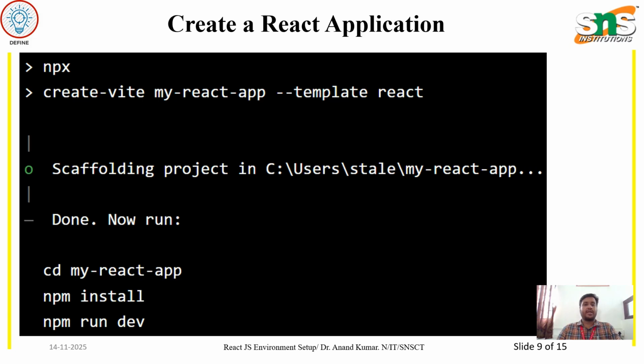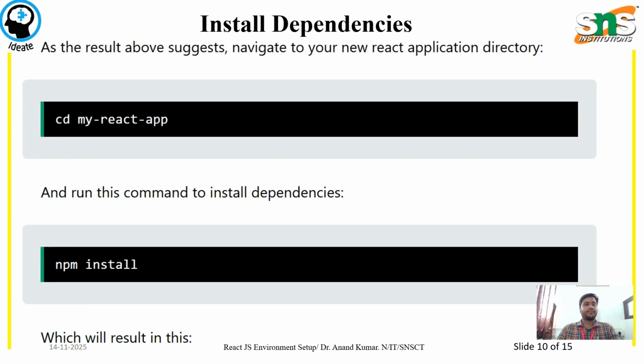So: npx create vite my-react-app with the template, and we have to choose the root directory. I have chosen the C drive, users folder, stale folder, and within that stale folder we'll go with my-react-app. So that's done. Now, if we want to change the directory, we can do it using cd my-react-app, and then install the dependencies and run npm install, then npm run dev for development.